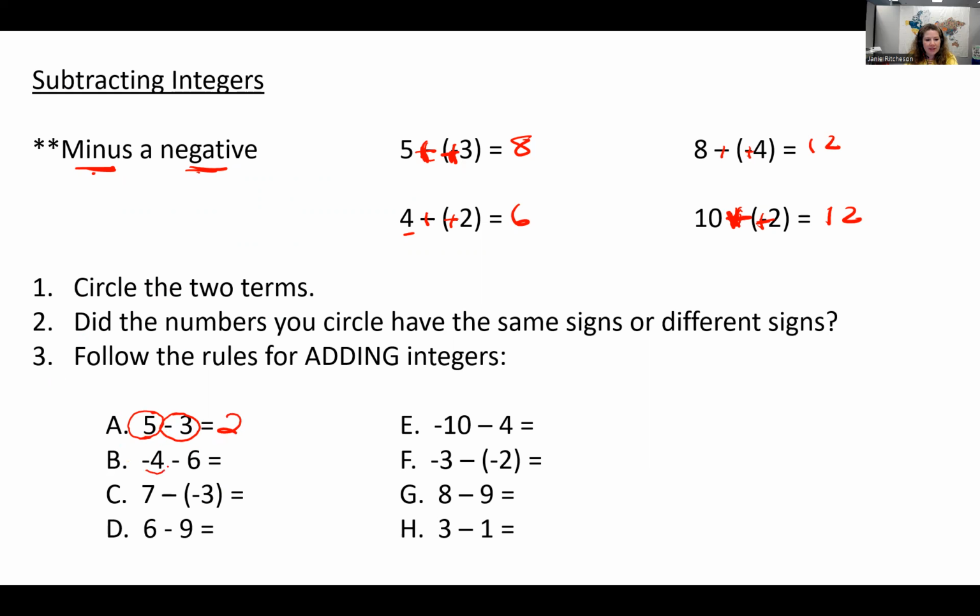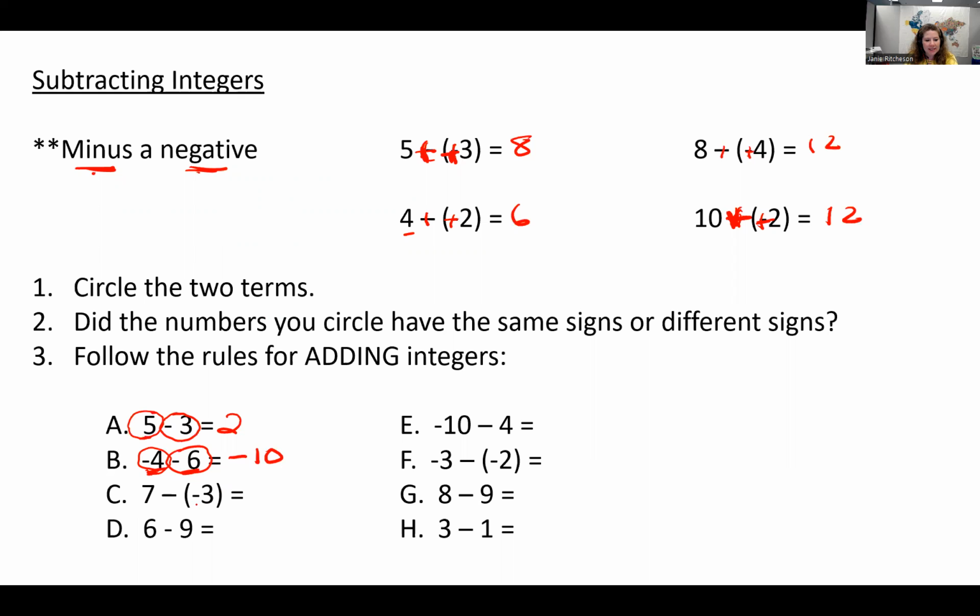Letter B, I have -4 combined with -6, same thing. But basically this says I owe one person $4, I owe someone else $6. That means I'm in debt $10. So same signs add and keep.